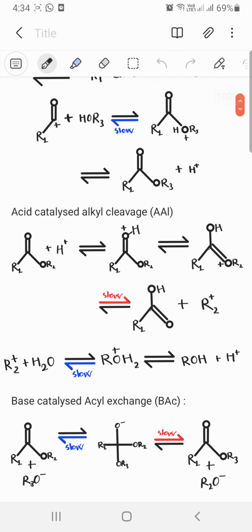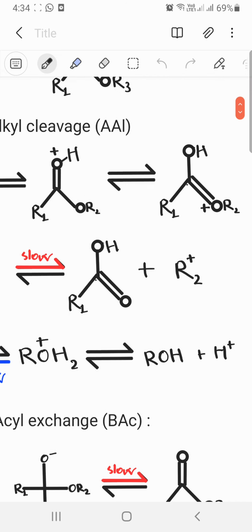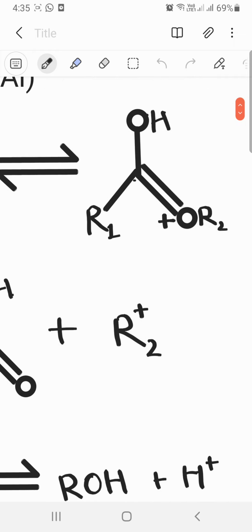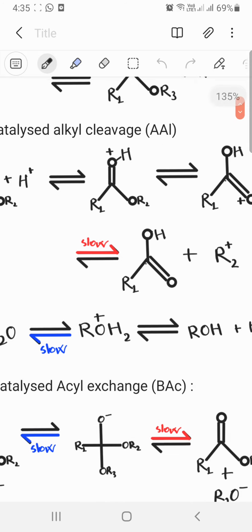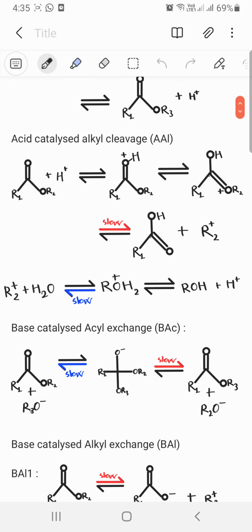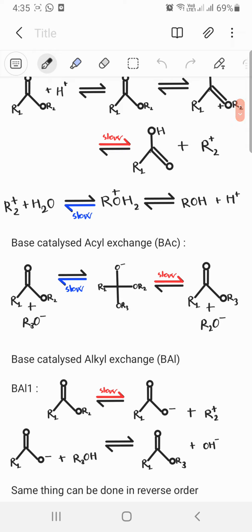Okay, so this is for acyl exchange. You also have alkyl cleavages. So for example, like this, right? So in this case this OR2, that bond is breaking. This is the alkyl bond. So that breaks and you get this thing. And then R2 plus H2O, that is ROH. So this thing, alkyl cleavage, if you want to reverse this reaction you can do that as well.